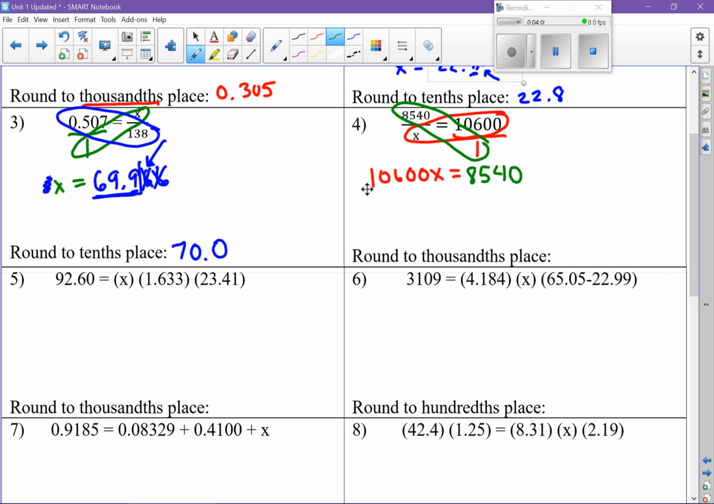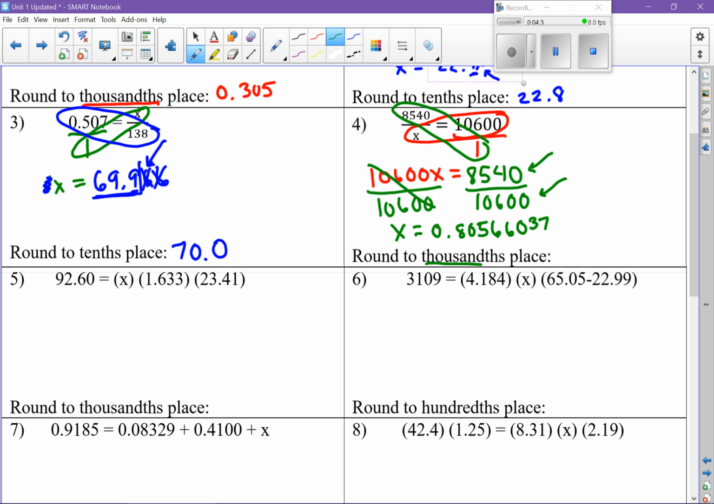And then we just need to divide by the thing that's touching the x. So divide by the 10,600. Divide by the thing touching the x. So put this in your calculator, this divided by that, and it's going to tell you 0.80566037, on and on and on.